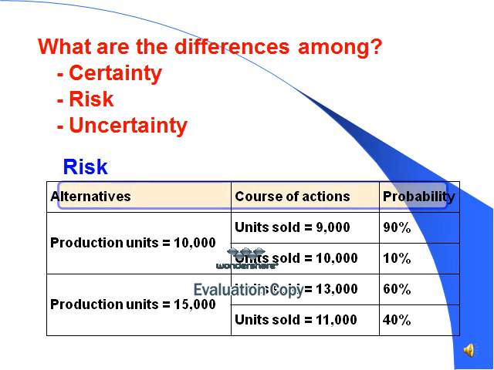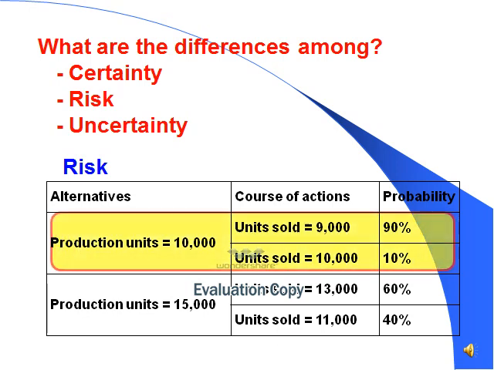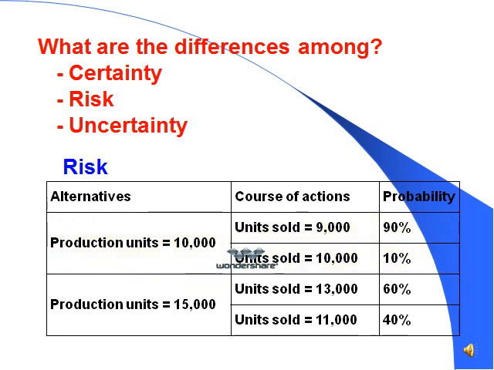Under risk, the company has many alternatives. Every alternative has course of actions or many actions. Every action has a probability. For example, if the production units equal 10,000, the units sold may be 9,000 by probability 90%, or the units sold may be 10,000 by probability 10%.